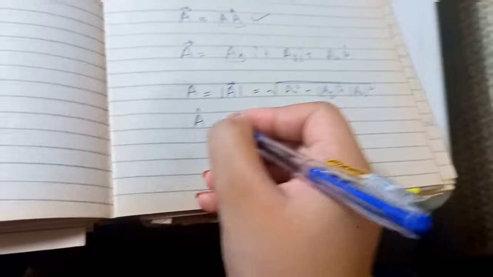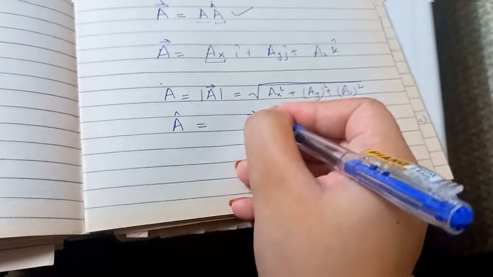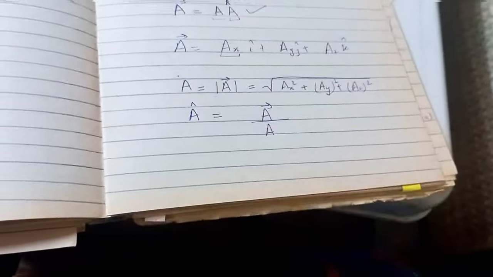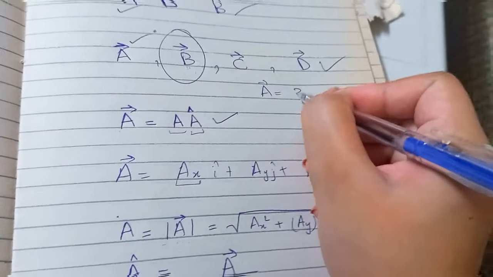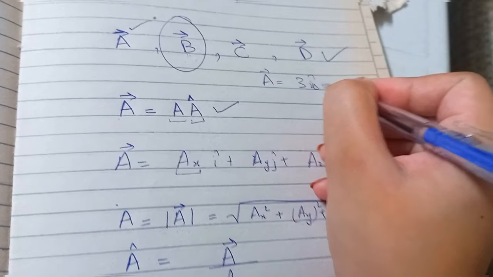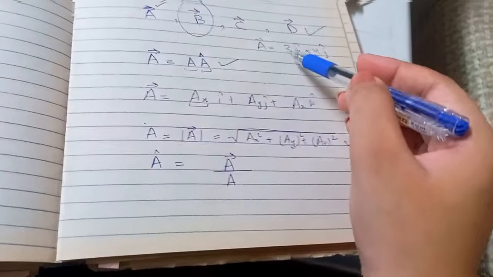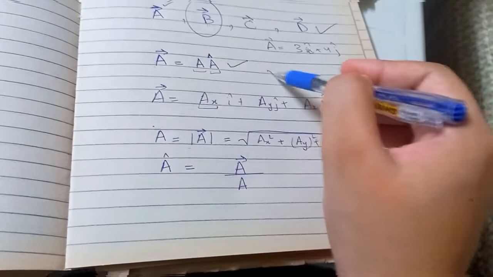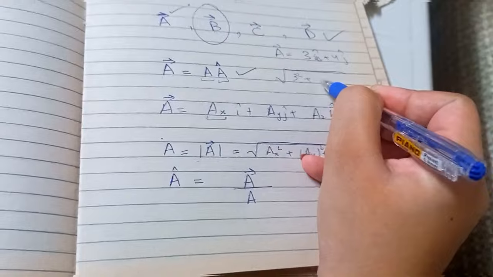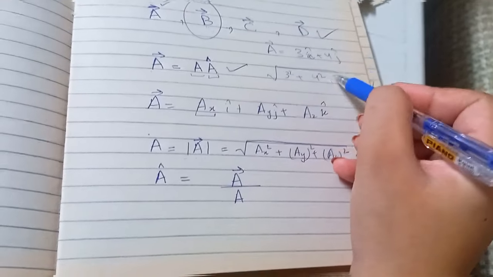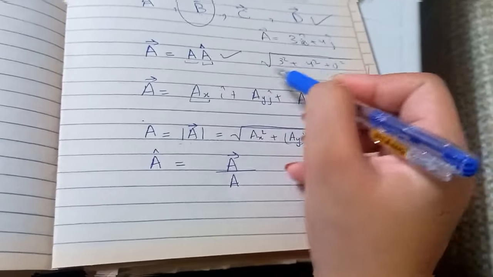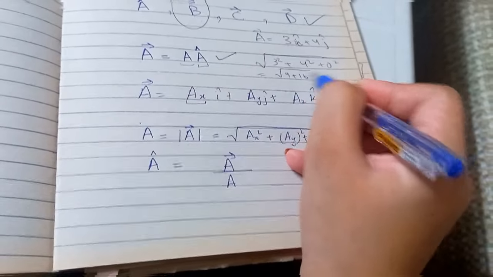Now what about the unit vector? You can find the unit vector by dividing the vector itself by its magnitude. For example, you are given the vector 3i hat plus 4j hat. What you need to find is its magnitude and direction. For magnitude, you do 3 squared plus 4 squared, because z is 0, so z squared doesn't matter. This gives you the magnitude, which is 5.